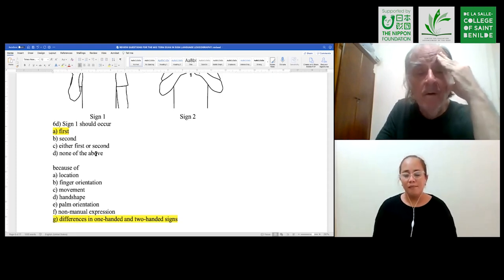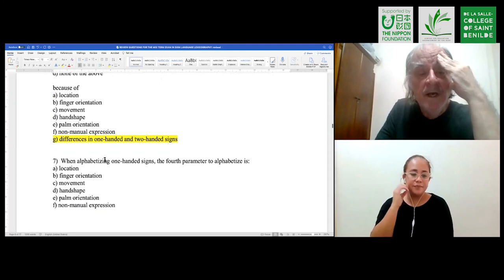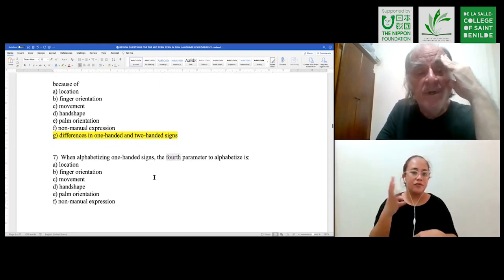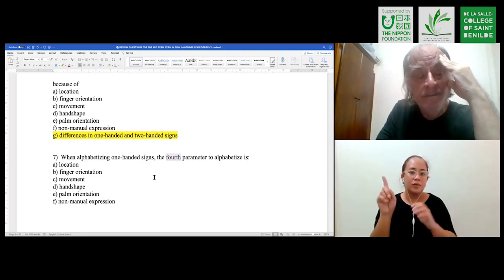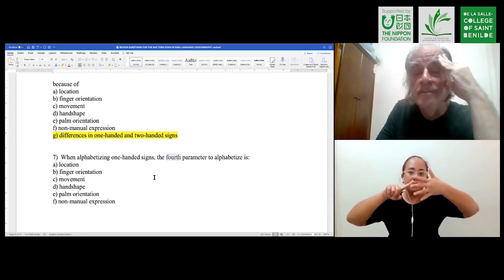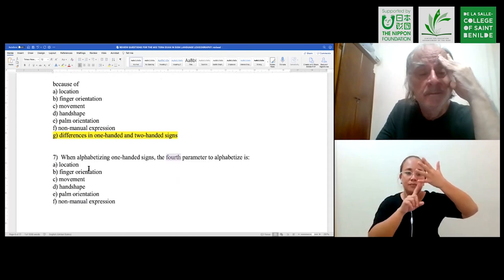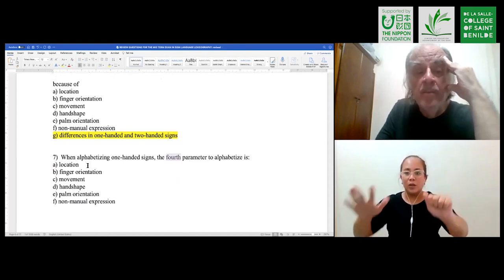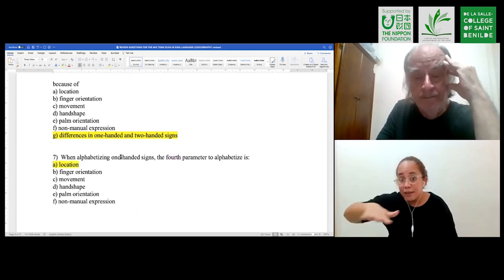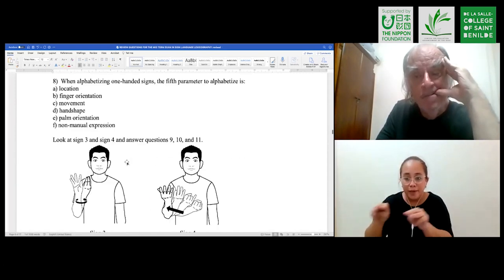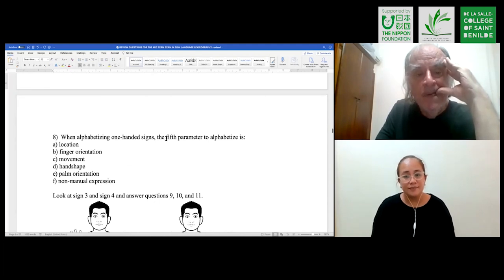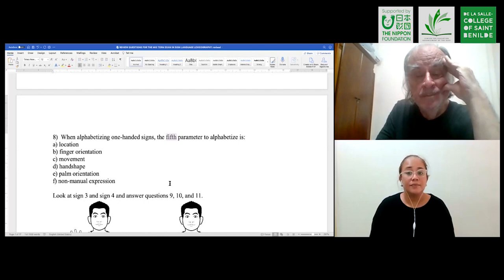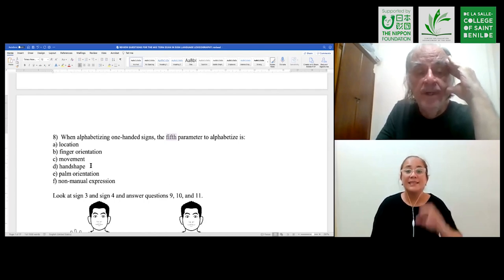Yes, sir. Okay. Number 7, when alphabetizing signs, the 4th parameter to alphabetize is? I see A. Yes, A, location. Remember, location before movement. And the 5th parameter is? C. C, movement, yes.